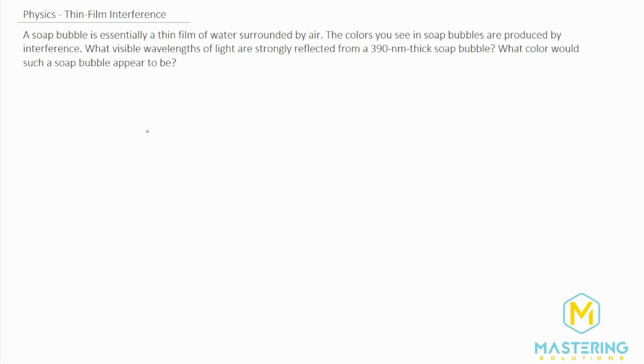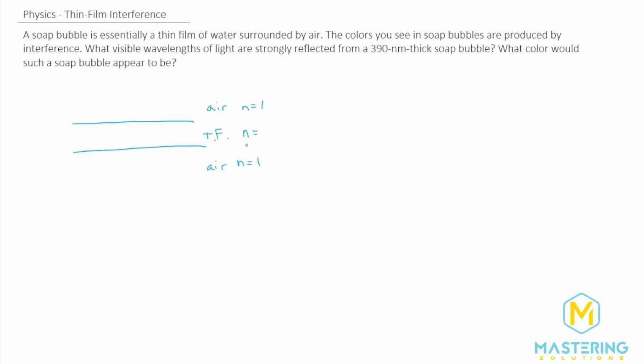This is another thin film problem. Let's draw the picture first so we can see what's happening. So here is our thin film, and they tell us that it's essentially water surrounded by air. So we have air up here, and of course the n is going to be 1. And on this side, it'll also be 1 since it's surrounded.